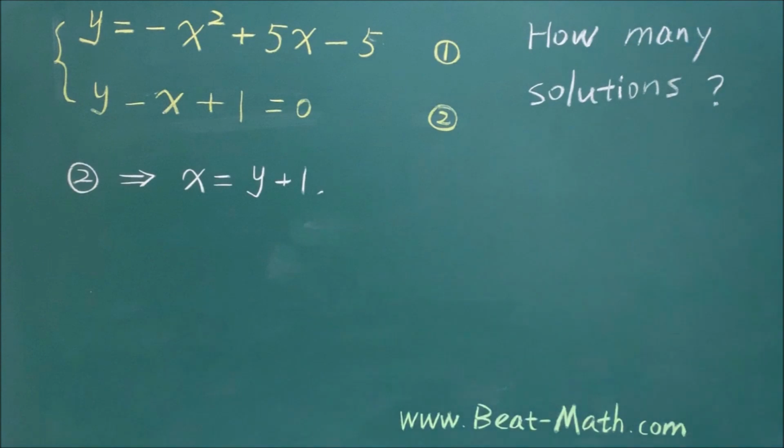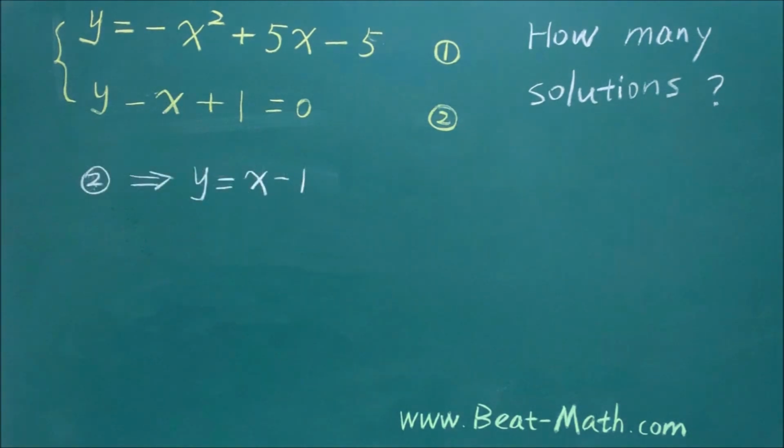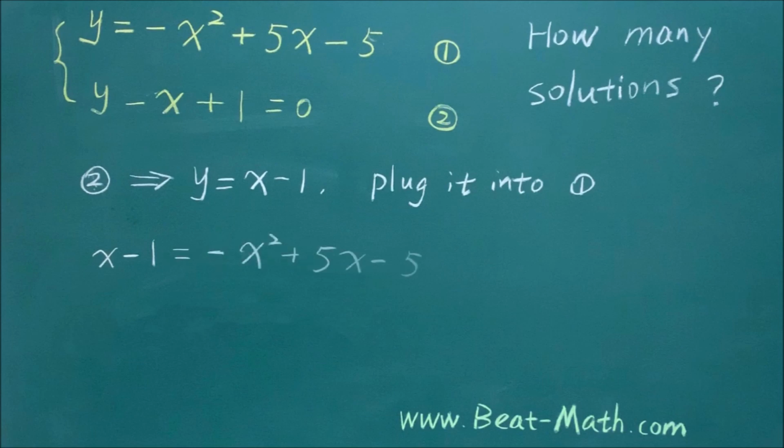Then plug x equals y plus 1 into equation 1. We will get in parentheses y plus 1 squared. That's kind of time-consuming to calculate. If we solve for y and get y equals x minus 1, then plug it into equation 1, we get x minus 1 equals negative x squared plus 5x minus 5.